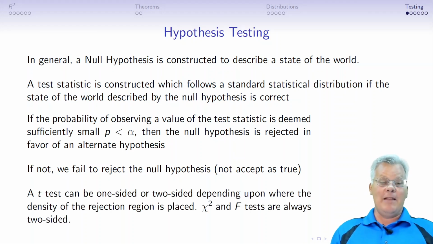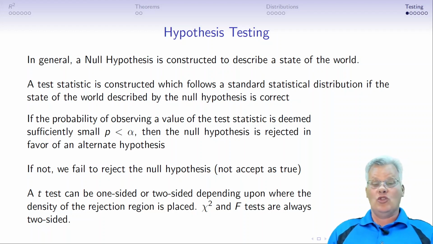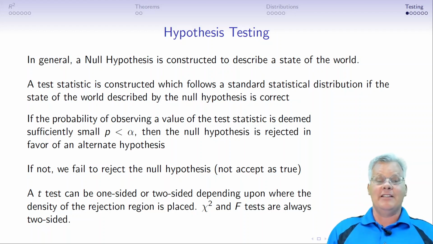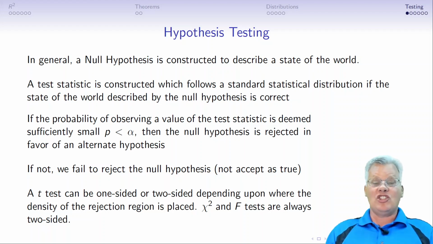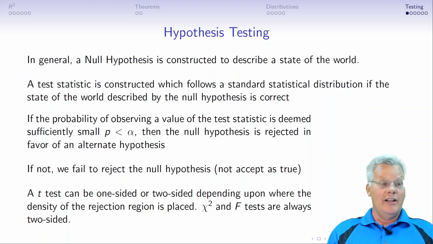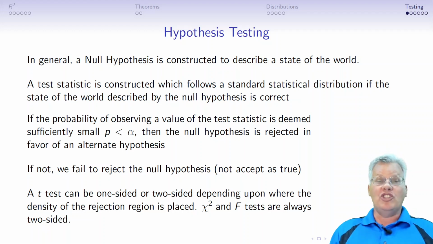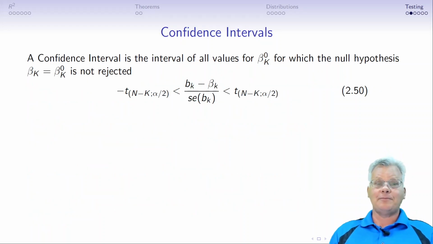A t-test can be a one-sided test or a two-sided test, depending upon where the density of the rejection region is placed. Because chi-squared and F statistics are squared, negative deviations from the null hypothesis are squared, and squares are always positive, which means chi-squared and F statistics, by construction, are always two-sided tests.